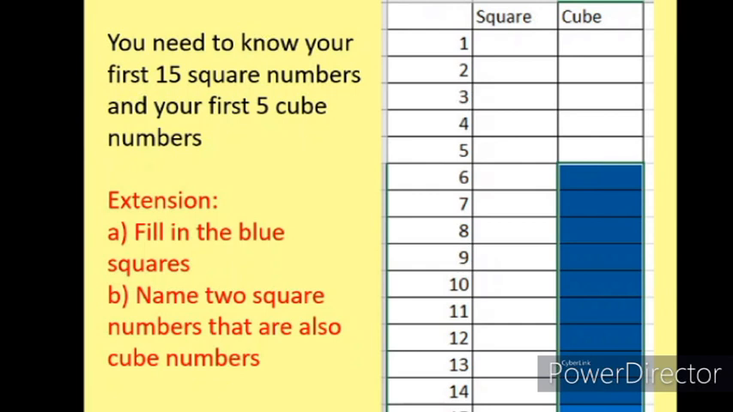If you want a bit of extension, do the blue stuff. And the other thing that comes up a fair bit is naming which square numbers are also cube numbers. Pause the video.